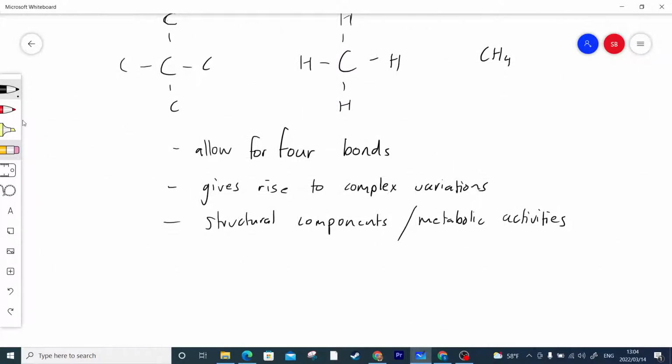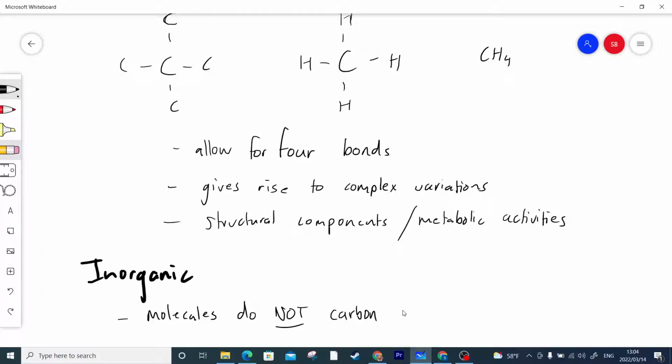It's still organic because carbon is central to this atom, and that is something that I just wanted to mention. Inorganic, let's get the heading down. Inorganic, these are molecules that do not, underline not, contain carbon and hydrogen. Important to say that as well. So see this as one thing, carbon and hydrogen.